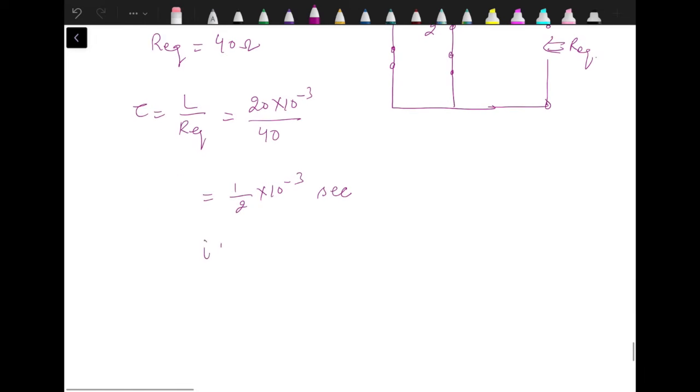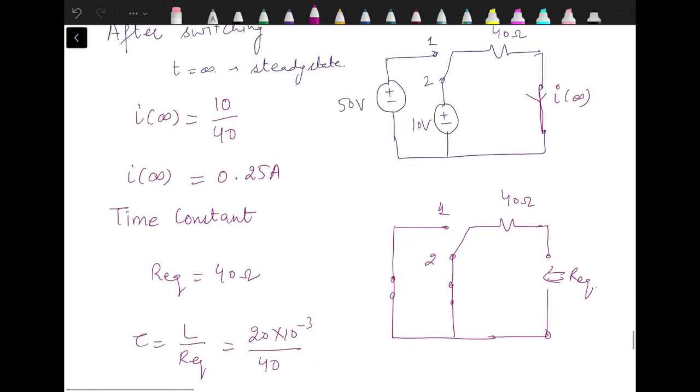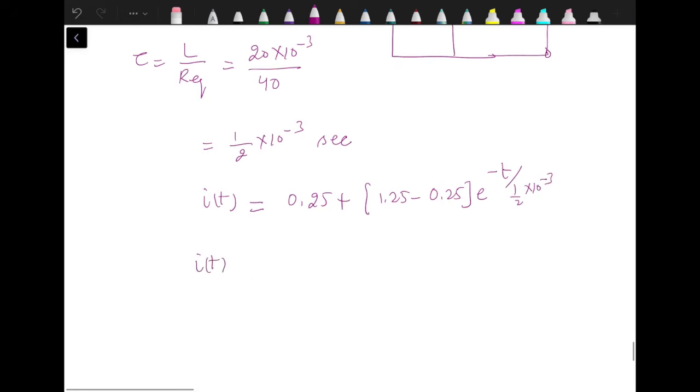Let's substitute all these values in the expression of i(t). I infinity 0.25 plus I0, 1.25 minus I infinity, into e raised to power minus t by tau. So i(t) is actually 0.25 plus e raised to power minus 2000 t amperes.